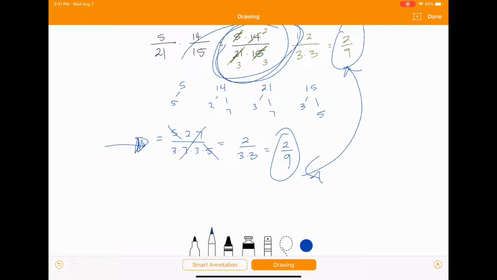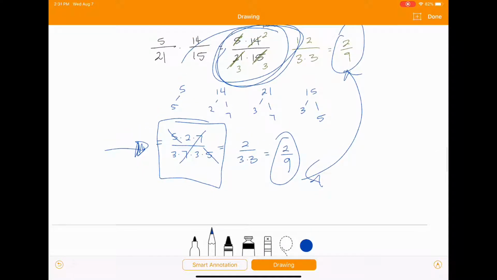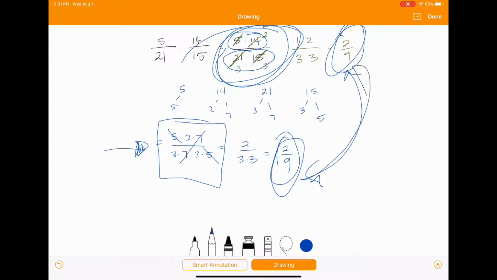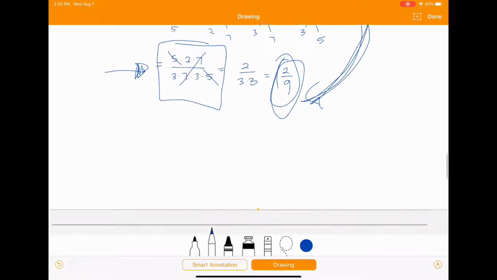But if you can't recognize it just by looking at it, go ahead and just run a prime factorization on everything. You can just cancel things out. Or if you don't want to do that and you feel like that's too much of a hassle, you can just go ahead and do 5 times 14 over 21 times 15 and then simplify after that. These methods are just used so you don't have to do your simplifying afterwards. You just kind of do your simplifying during your multiplication process. But again, it's totally up to you. Whatever you're most comfortable with, that's the way you want to do it.